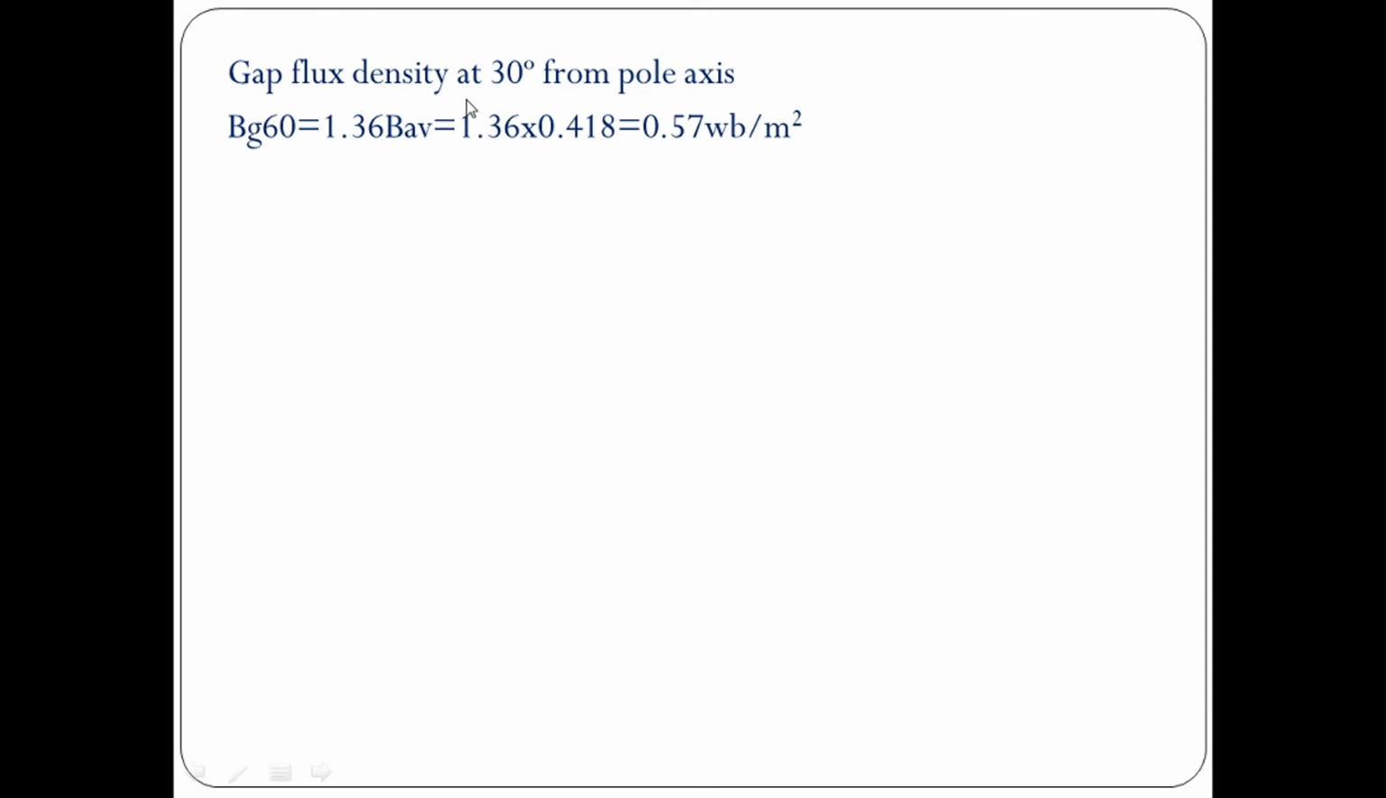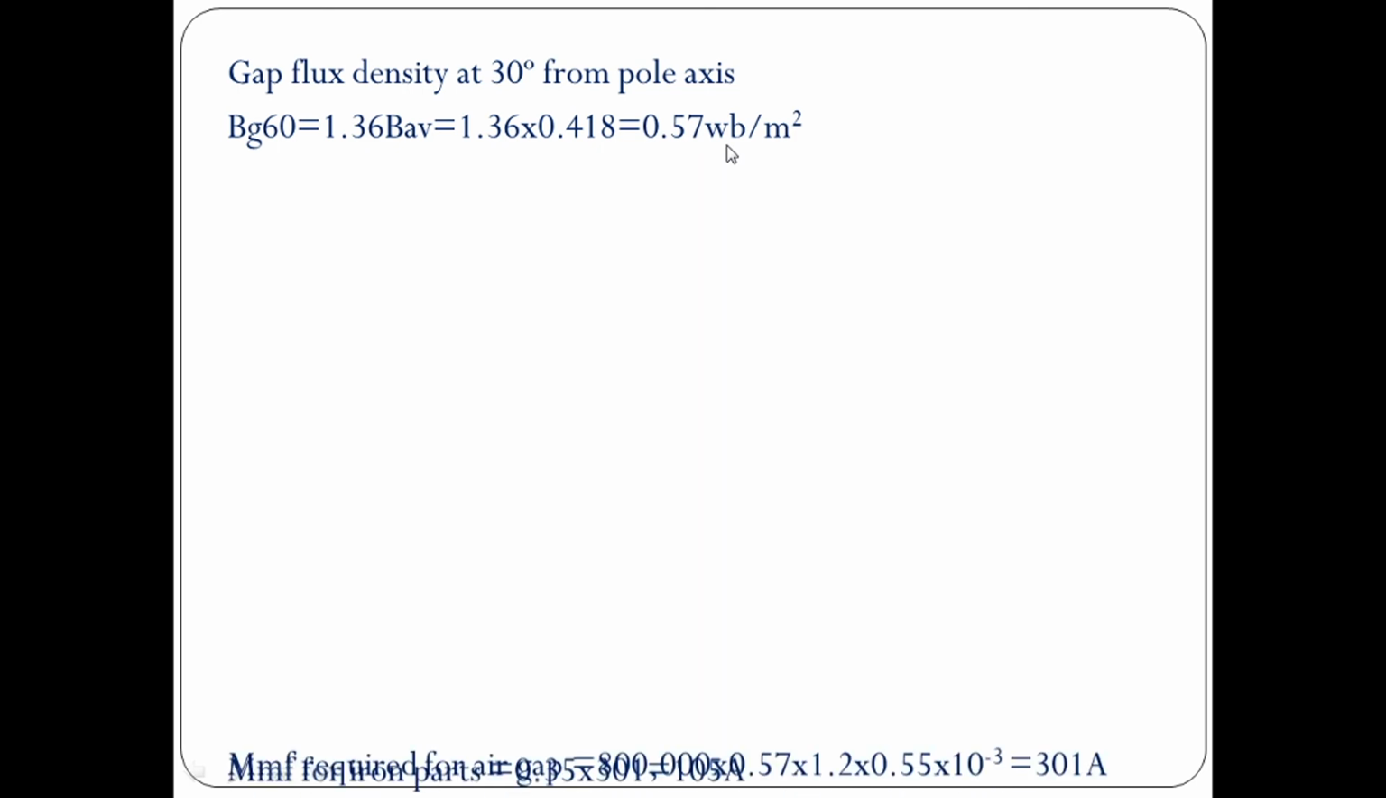So gap flux density at 60 degree from the pole axis is given by Bg60, which is equal to 1.36 into Bav. So 1.36 into 0.418 is equal to 0.57 Weber per meter square. So this is the gap flux density at 60 degree from the pole axis, Bg60.